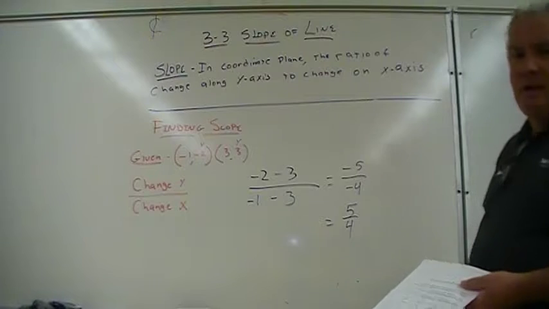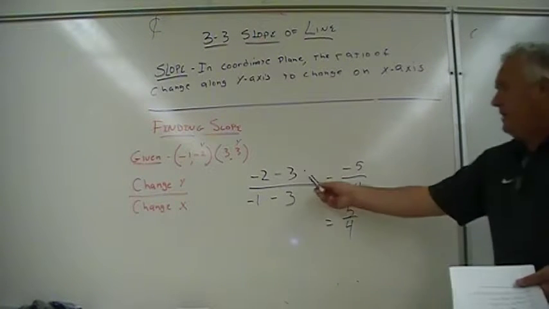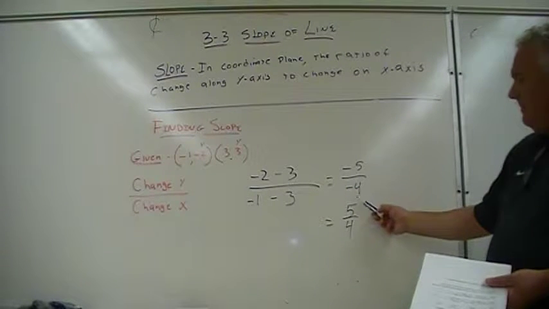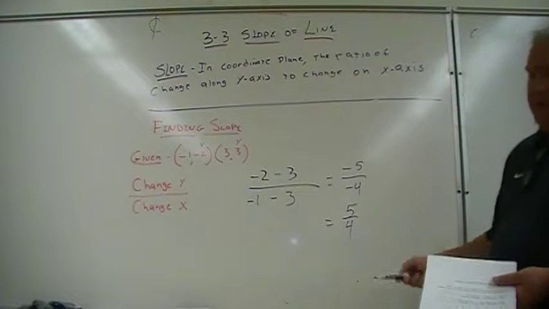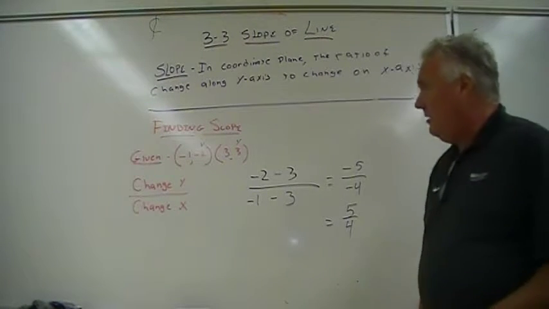So the slope of that line is positive 5/4. -2 minus 3 is -5. -1 minus 3 is -4. Negative over a negative makes it positive. Okay? So there's that element of this.